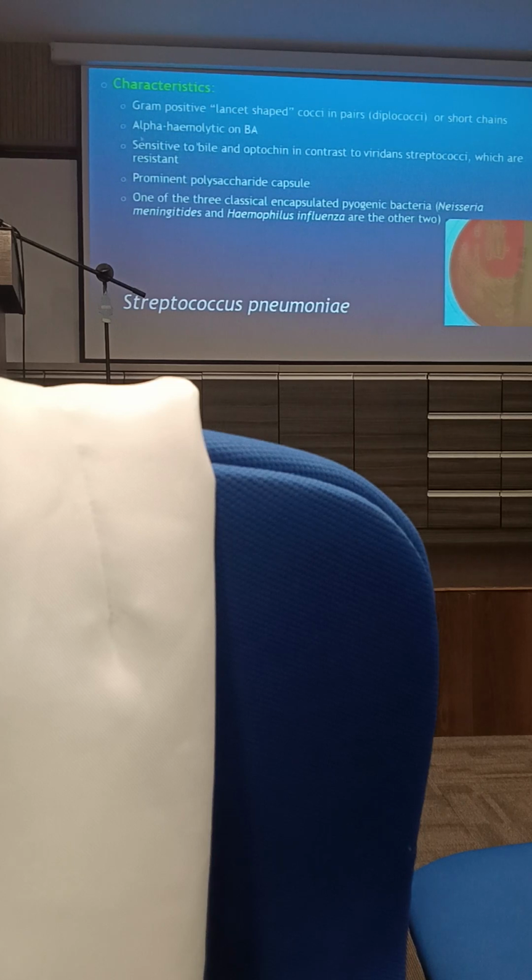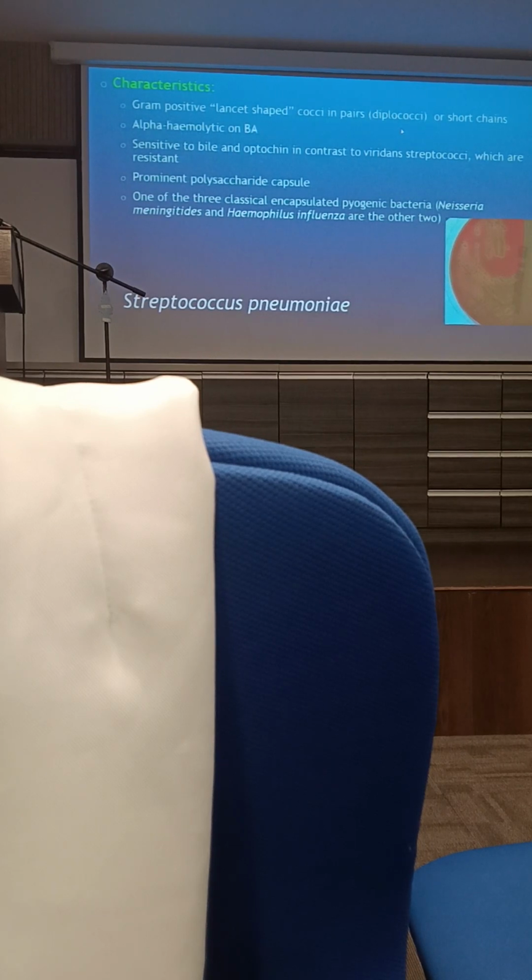Next, characteristic: it has a lancet shape, cocci in pair. It is a diplococci with a lancet shape. Lancet shape is something like the windows of old churches and even mosques. So you see two shapes like that. It's usually Strep pneumoniae. It's a diplococci.